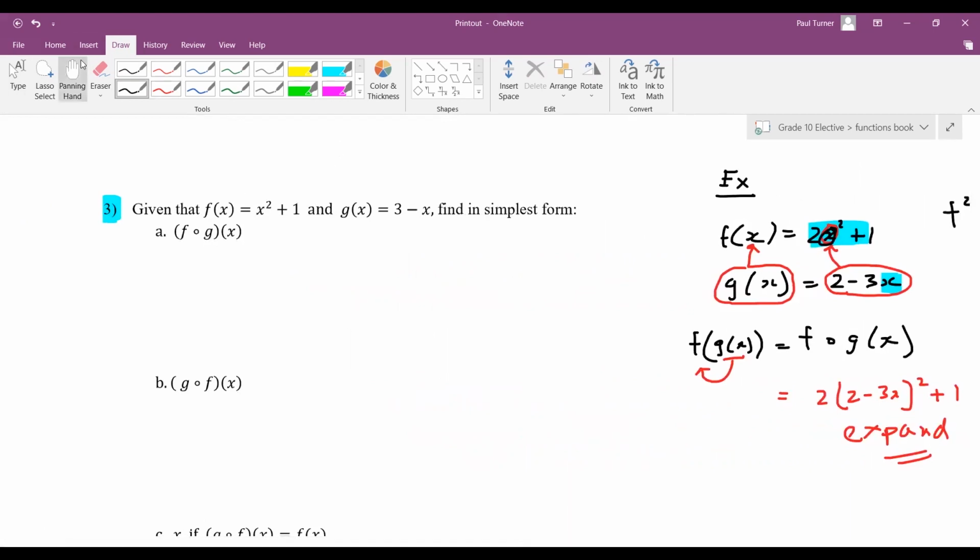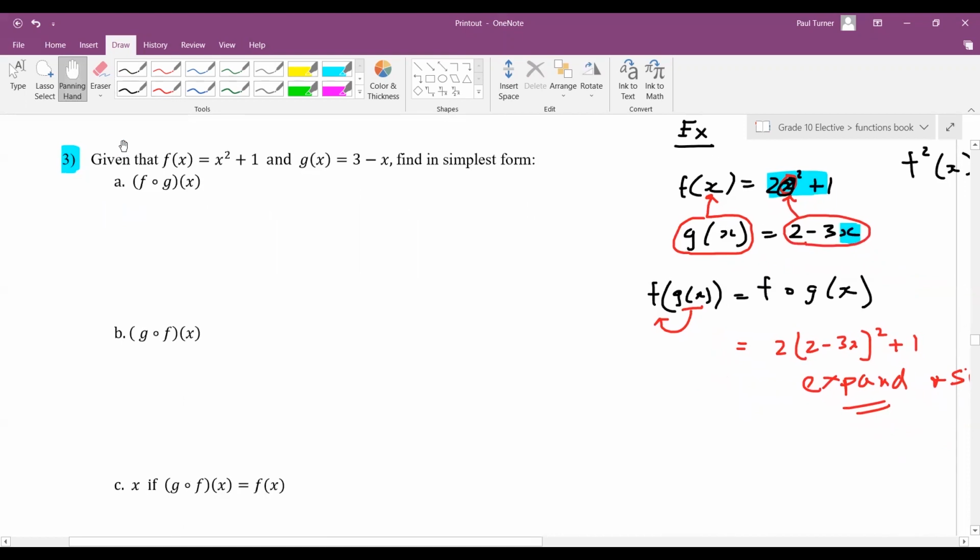So go to question 3 here. Okay, I'm going to give you time to work and I'll come back later and see how you're going. So look at question 3. We want to find the composite f∘g. So you're putting the g function into the f function. So take your g function, which is here, and put that into your f function wherever you see x. So that would go in there.